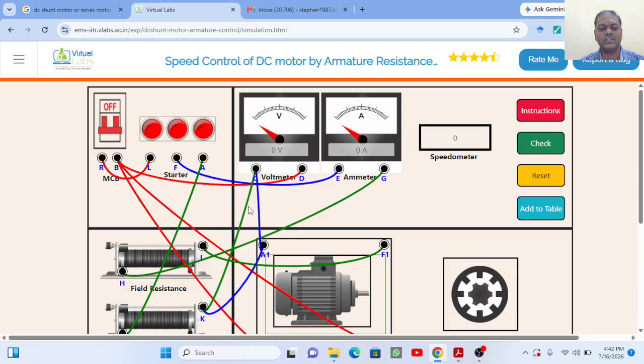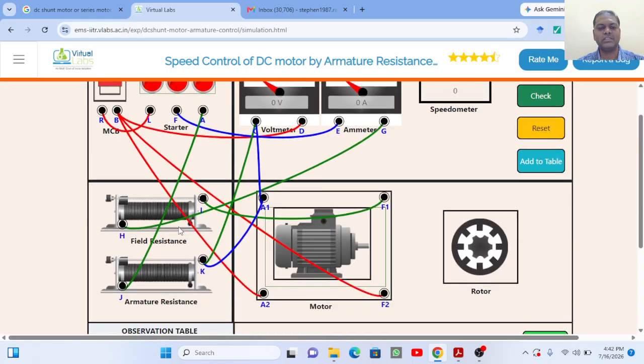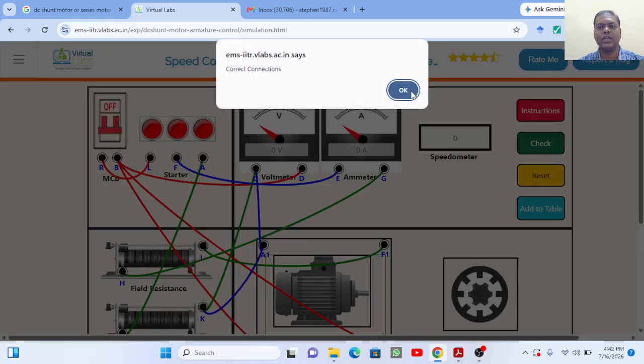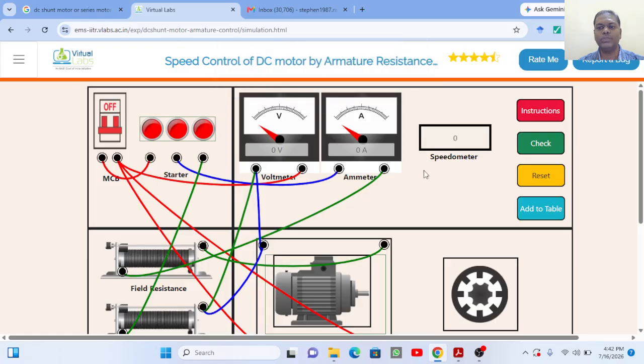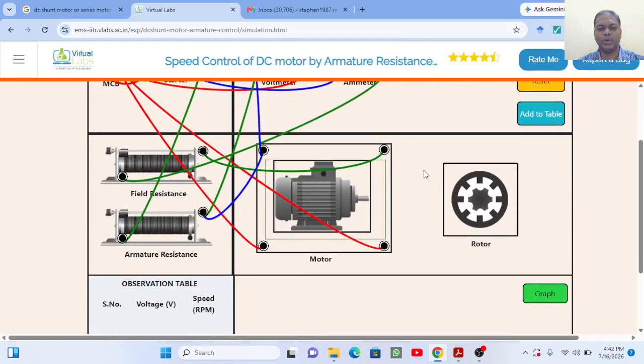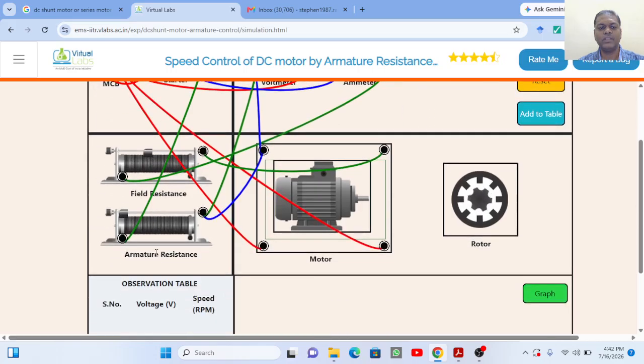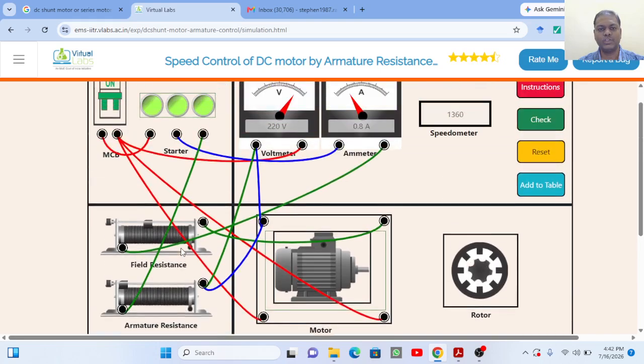We have in this an MCB switch, a 3-point starter, LFA, one voltmeter and one ammeter, and we have field resistance, armature resistance and then the DC motor. Now we are going to check the connections as per the instructions. The connections are correct. Now we are going to start the motor by using this MCB. Now we have connected, the field resistance is kept constant. Now we are going to change the armature resistance.